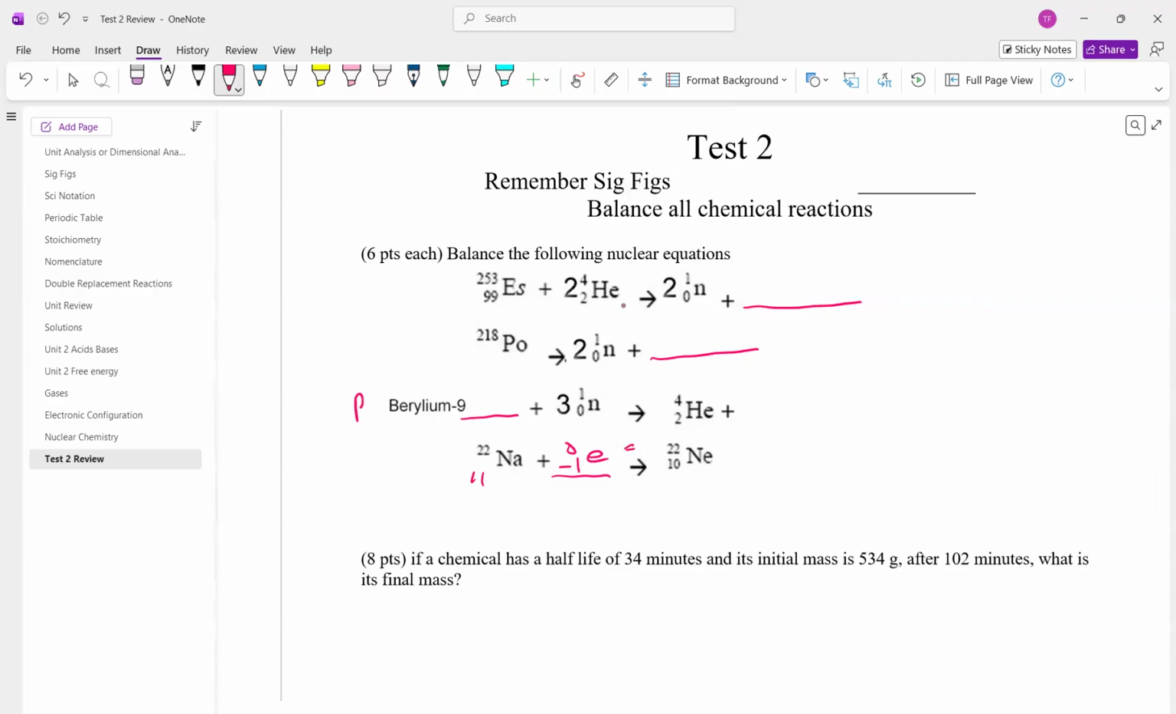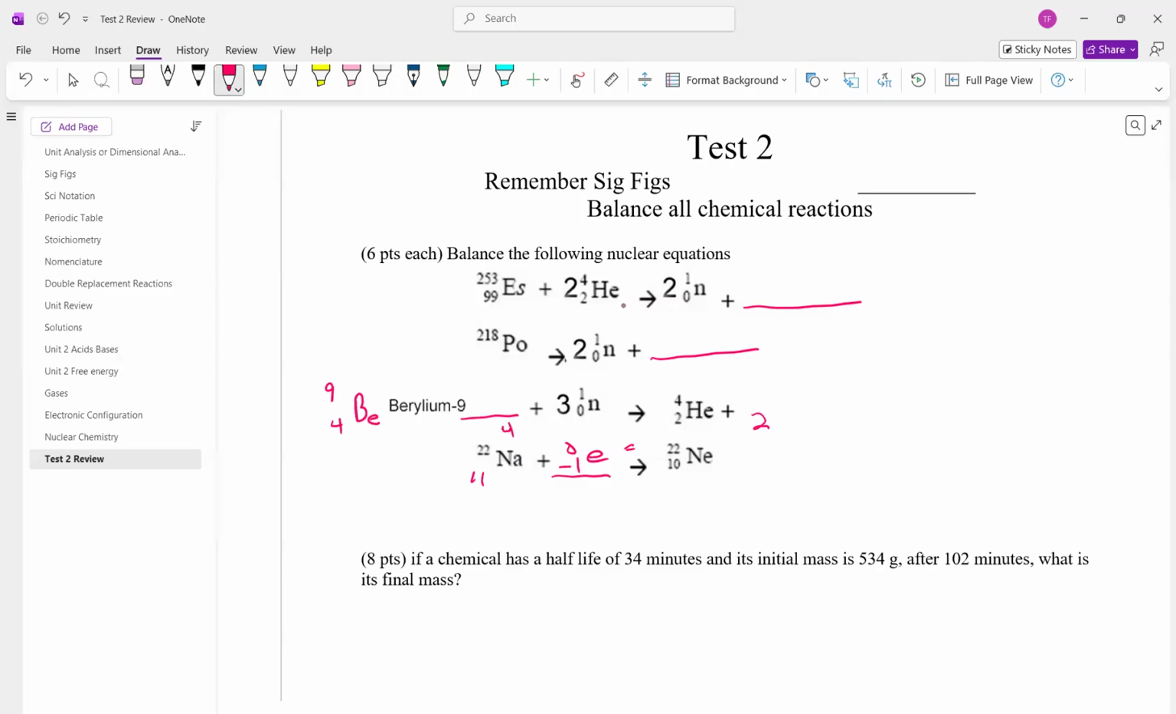So let's look at beryllium here. What is the bottom number for beryllium? Okay, so 4 plus 0 is what? Oh, it's 3 zeros, don't forget. Three zeros. So 4 plus 3 zeros is what? 4. And over here we have 2 plus what is 4? 2.